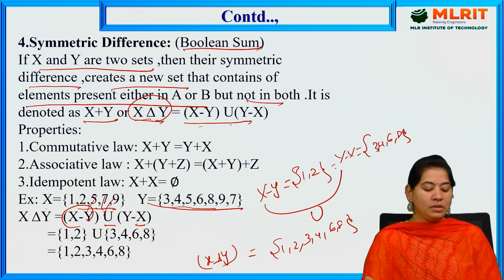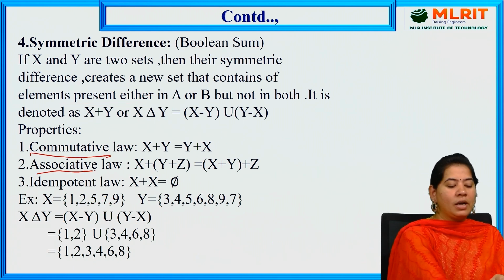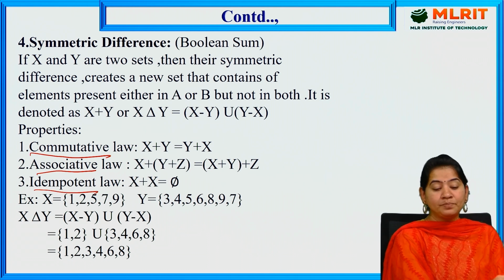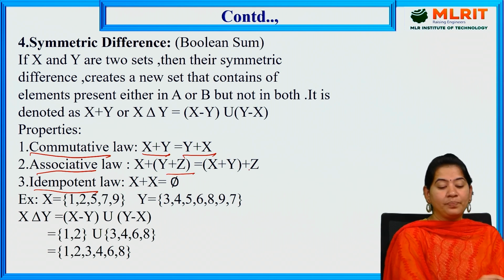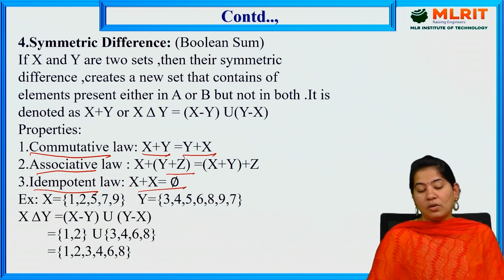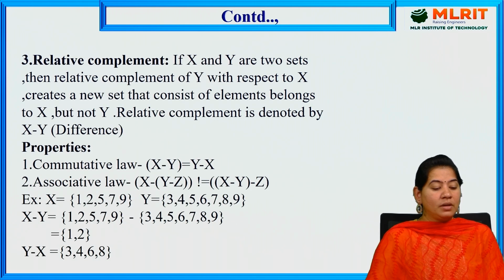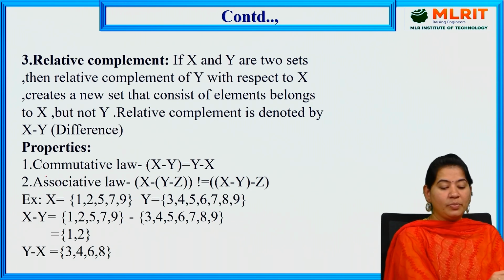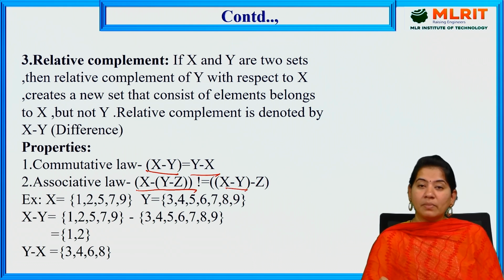So this is about symmetric difference, and here we also have properties like commutative law, associative law and idempotent law. That is X + Y = Y + X, (X + Y) + Z = X + (Y + Z), and X + X is always equal to the empty set. And we also have properties for the relative complement. Commutative law: X minus Y is not equal to Y minus X. Associative law: (X minus Y) minus Z is not equal to X minus (Y minus Z).